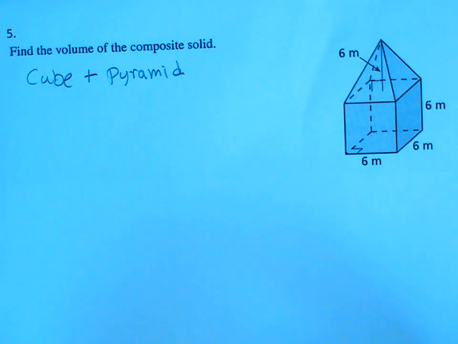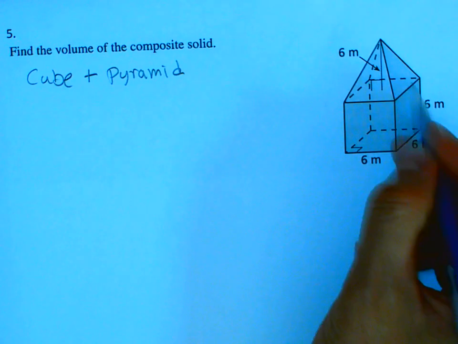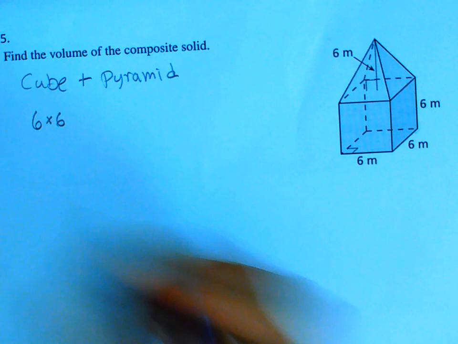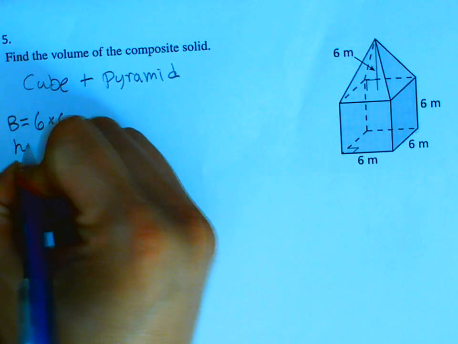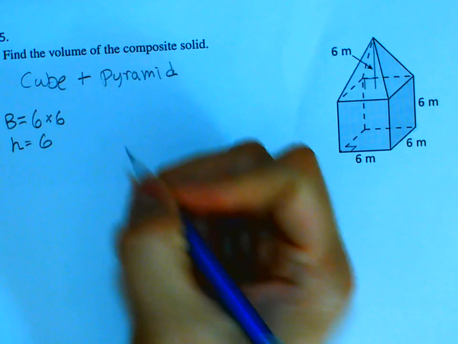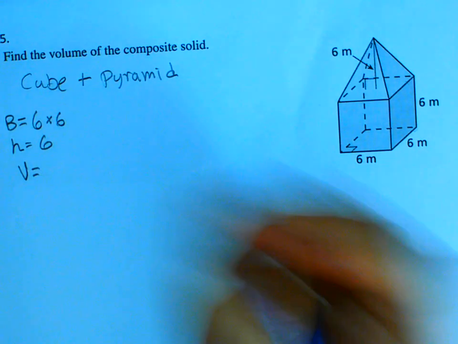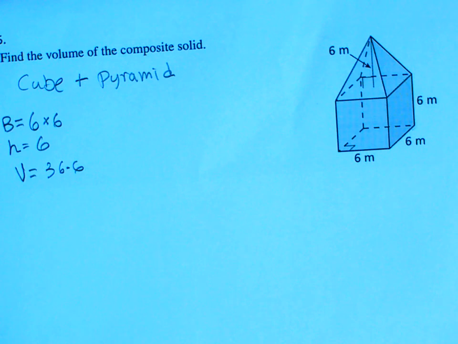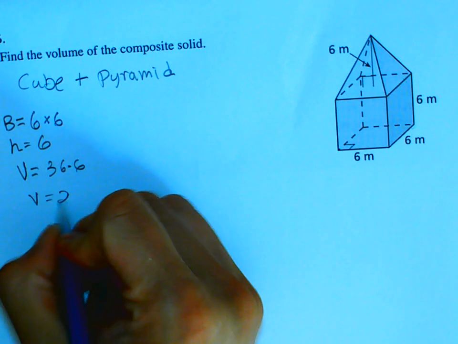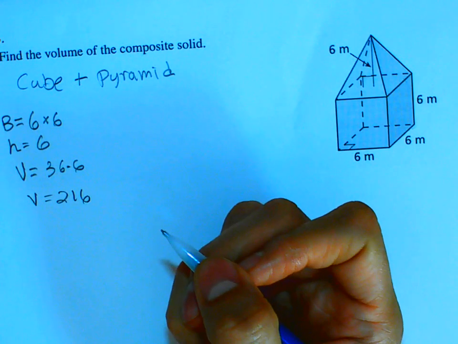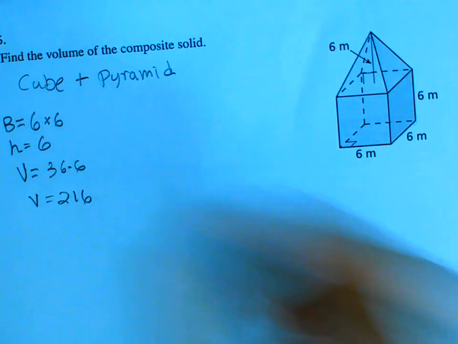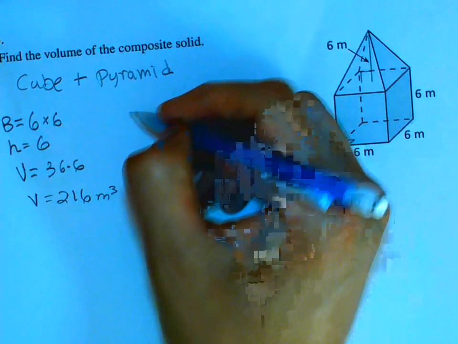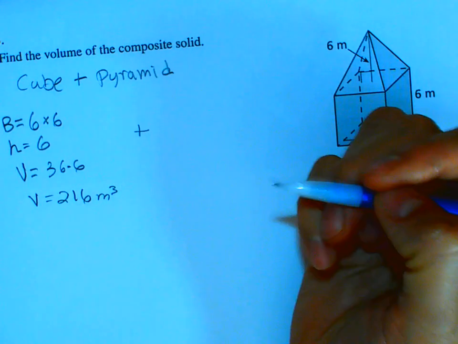So I got to find the volume of that and the volume of that and add them together. The cube is really, really simple because it's the area of the base times the height. So it's 6 times 6, that's the area of the base. And the height of that cube happens to be 6 again. So the volume of that is 36 times 6, which is 216. Now that's the volume of the cube. And units, meters cubed.